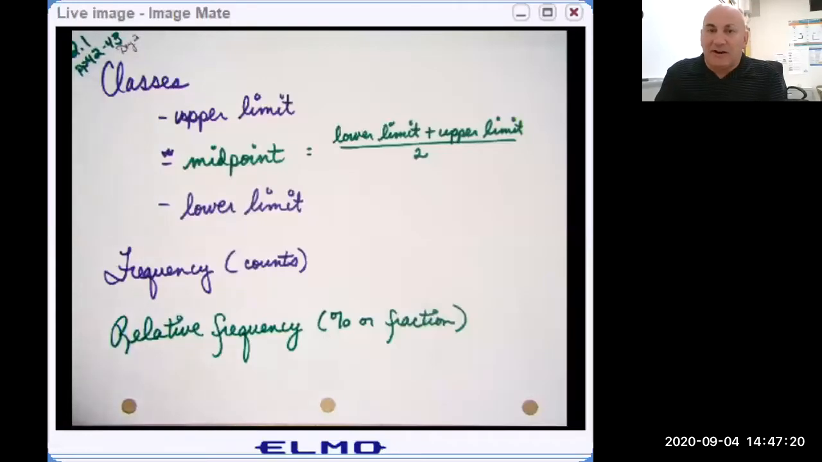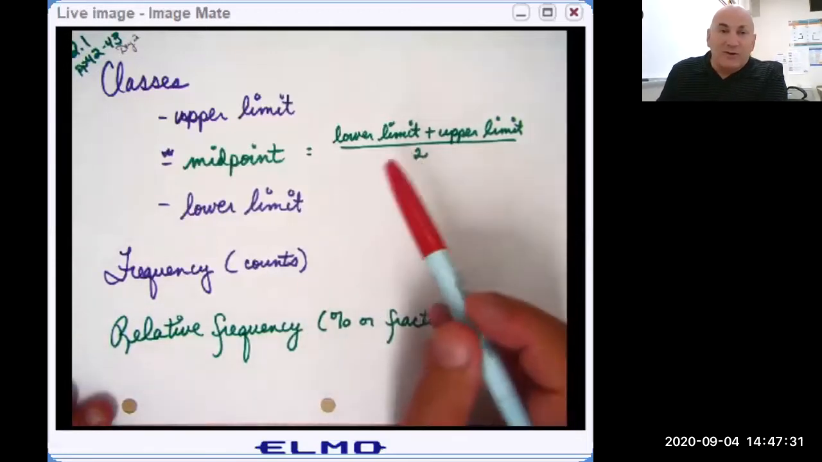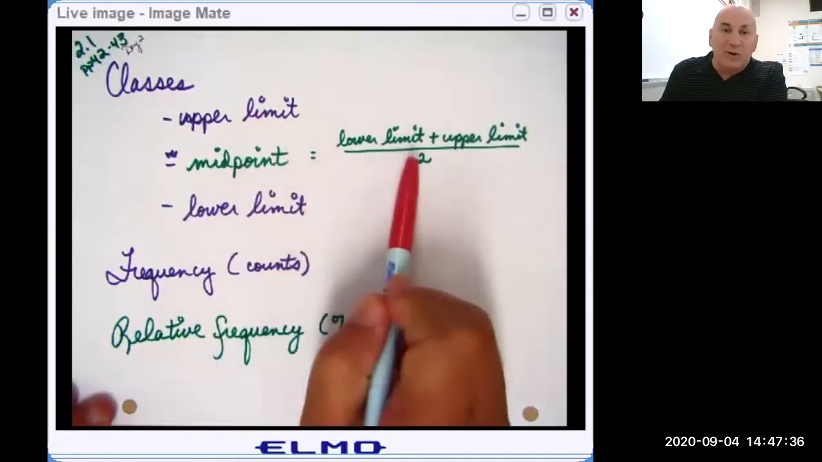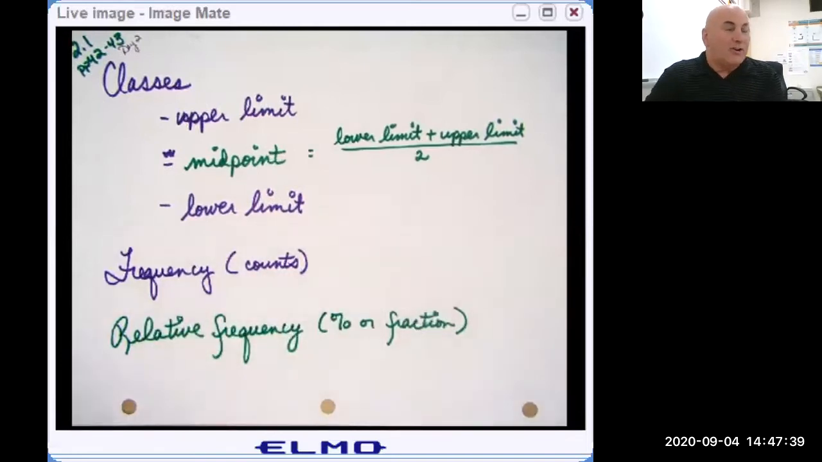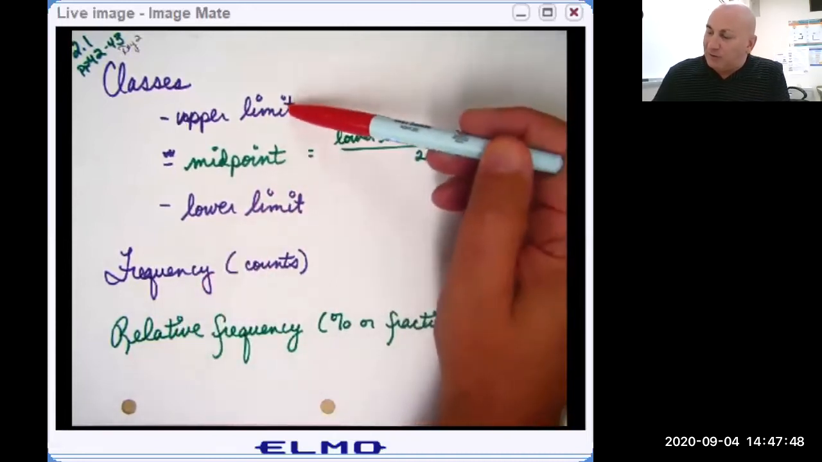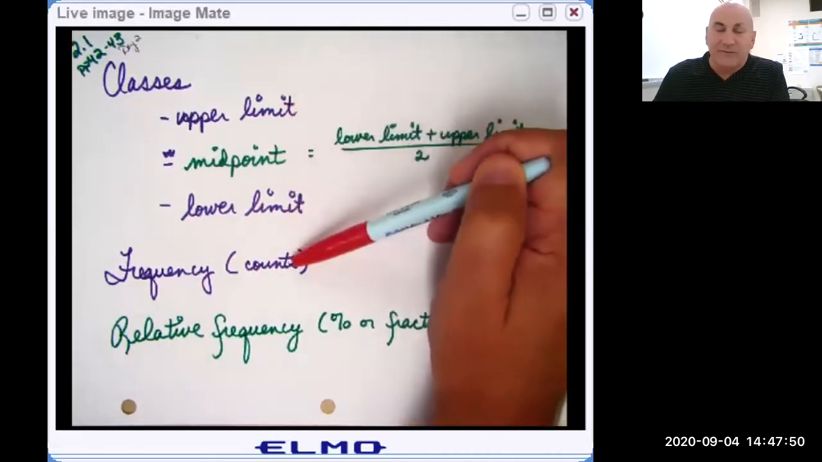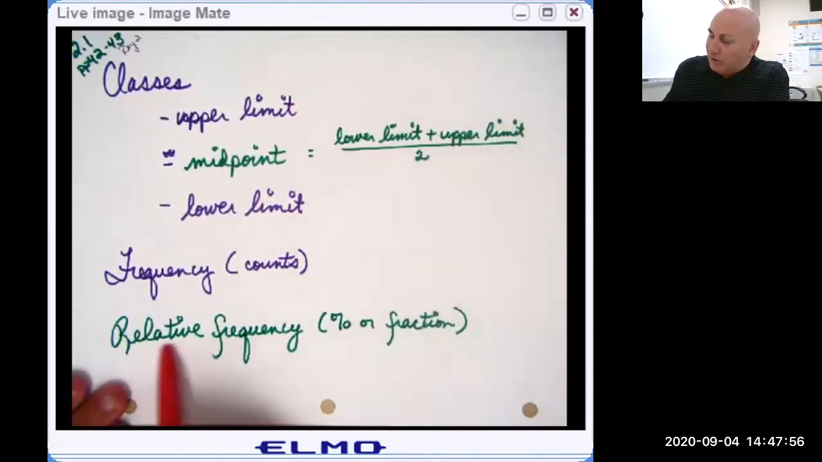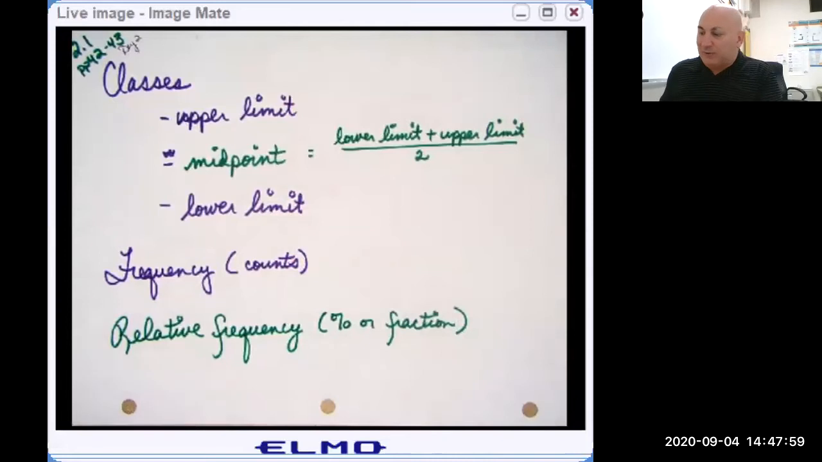So we've already talked about our classes, and we know how to find the class width, for instance, and we also know how to find the upper and lower class limits. What we're going to do here is find the class midpoint, which you just average these two numbers. We already have frequency on our distribution. So far our distributions only look like the upper limit, the lower limit, and the frequency. Now we could add midpoints if we so desired. We could also add relative frequency.